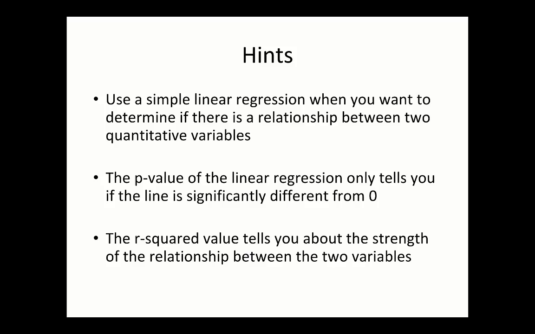When working with a linear regression, here are some hints to be aware of. Use a simple linear regression when you want to determine if there is a relationship between two quantitative variables. The p-value of the linear regression only tells you if the line is significantly different from 0, whereas the R-squared value tells you about the strength of the relationship between the two variables.